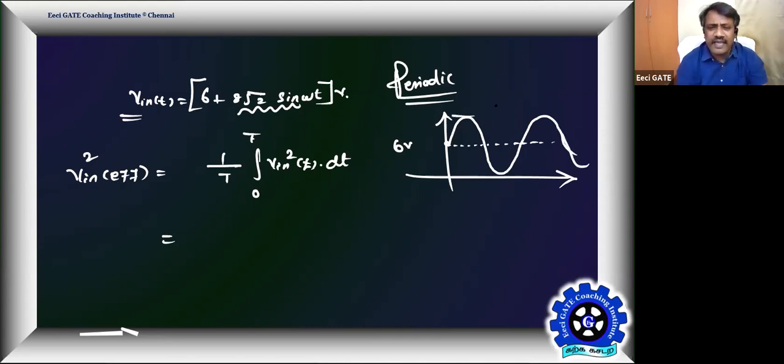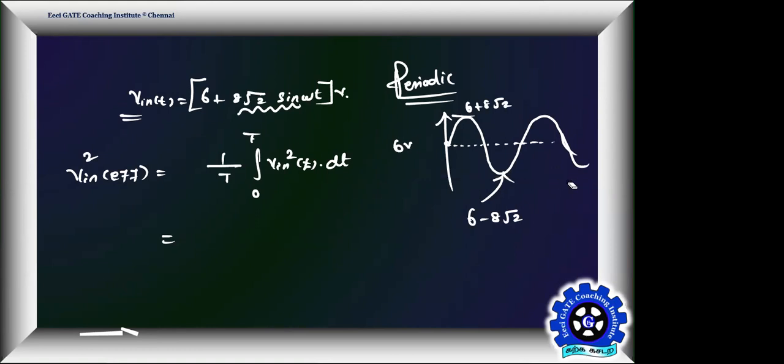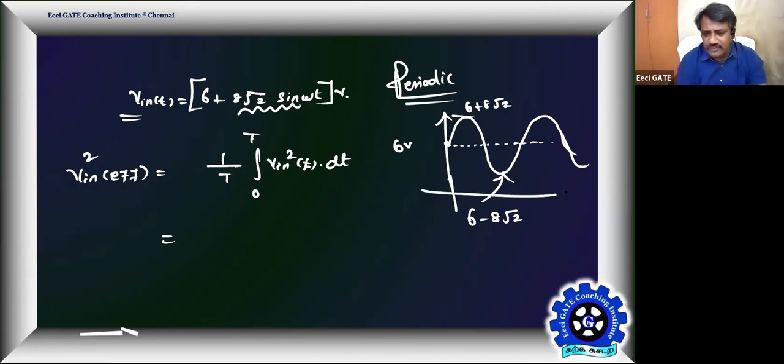I don't know whether it is going to have a negative value or not. What is the peak? 6 plus 8 root 2. Negative peak? 6 minus 8 root 2. Getting everyone? So definitely it will have a negative value. I'm just representing the waveform. That's all. So don't take this time axis as a zero axis for the voltage. So this is a negative voltage.